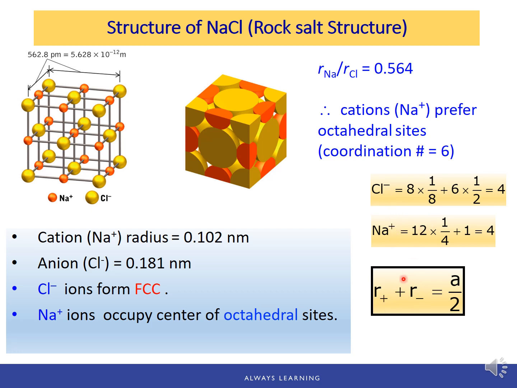And we can also get the lattice parameter. The lattice parameter is the diameter of the anion plus the diameter of the cation, or in other words, the radius of the cation plus the radius of the anion equals half of the lattice parameter. Again, with this number, we can say there are 4 sodium chloride formula units per unit cell.